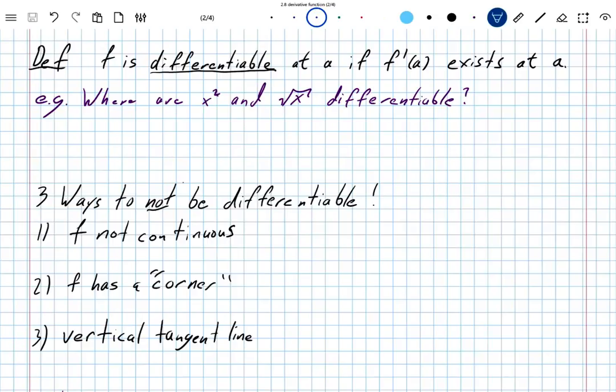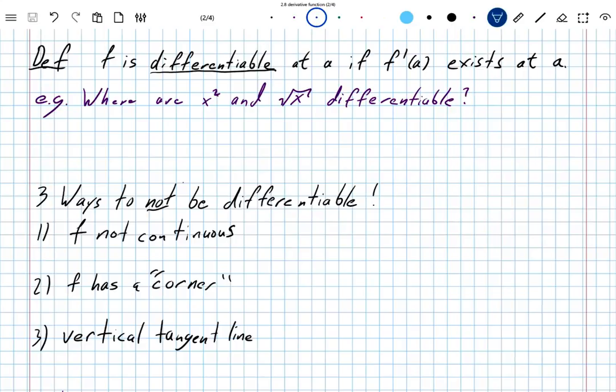Okay, we've talked about the derivative as a function. In math, we should always ask, does that thing exist? And so we have a word for this. Our definition: f is differentiable at a number a if f prime of a exists at a.